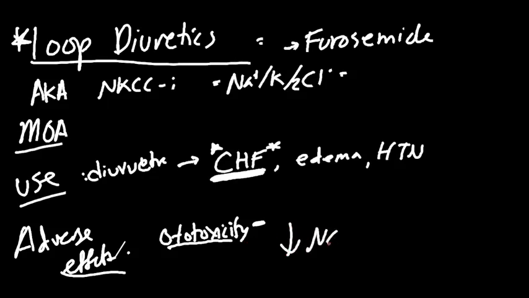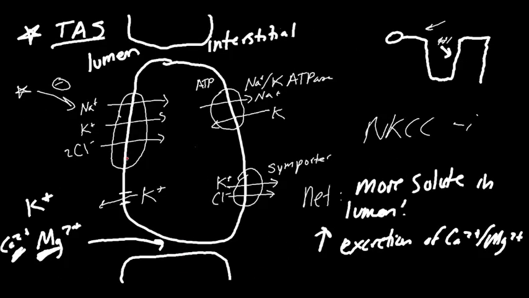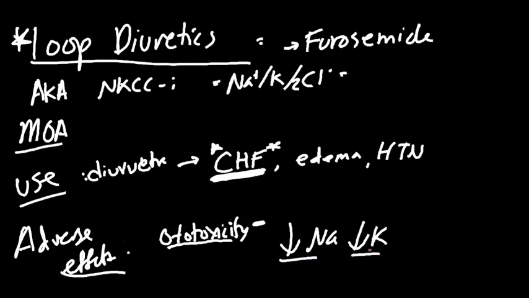Also, decreased sodium, decreased potassium in the bloodstream, because remember, here we're getting rid of sodium. This stuff cannot get reabsorbed back into the cell. That means that we're going to have an increased loss, because everything that stays in the lumen gets lost in the urine. And if we can't reabsorb this sodium, this potassium, this chloride, we're going to lose it in the urine. And that means we're going to have decreased sodium and decreased potassium in the bloodstream. So now let's move on to a different diuretic.